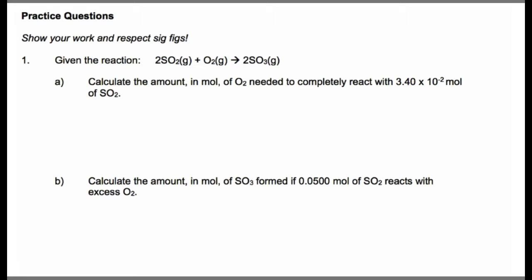We've got sulfur dioxide reacting with oxygen gas to give us sulfur trioxide, and it's asking us to calculate the amount of moles of oxygen needed to completely react with a certain amount of sulfur dioxide, and then to calculate the amount in moles of sulfur trioxide formed, and it's giving us the amount of moles of sulfur dioxide reacting with excess oxygen.